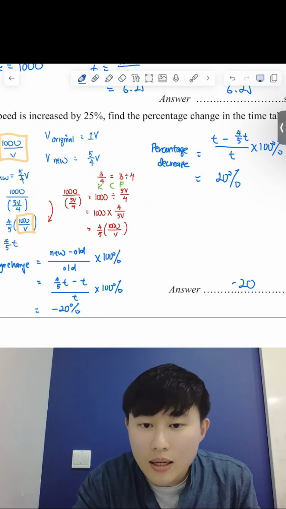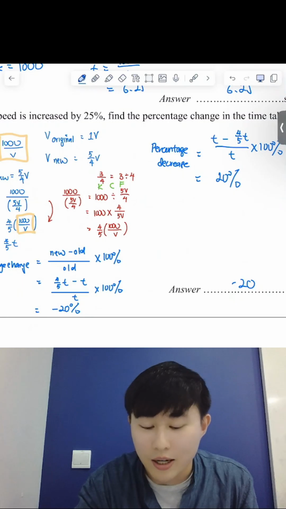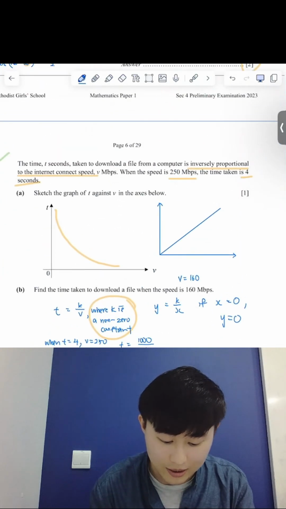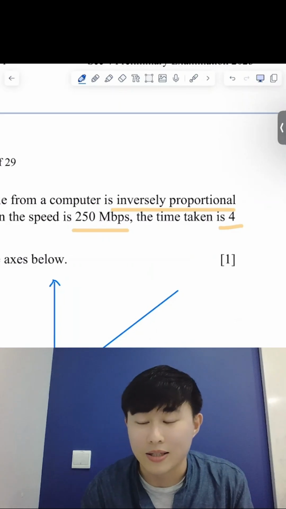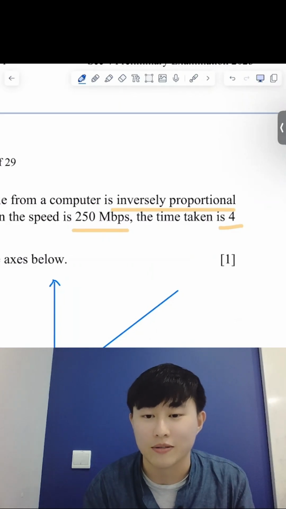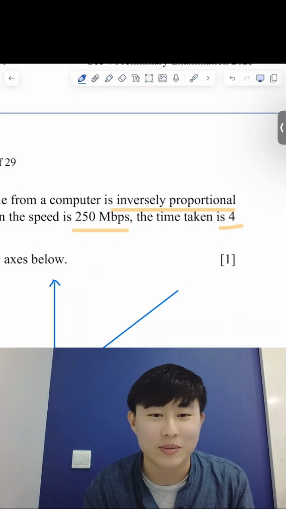How to know if it's direct or inverse proportion graph? The question will tell you usually. So for example, like this, if I go back to the top, it says this, blah blah blah is inversely proportionate. So read the question. A lot of you don't read the question. That's why you're a bit confused.